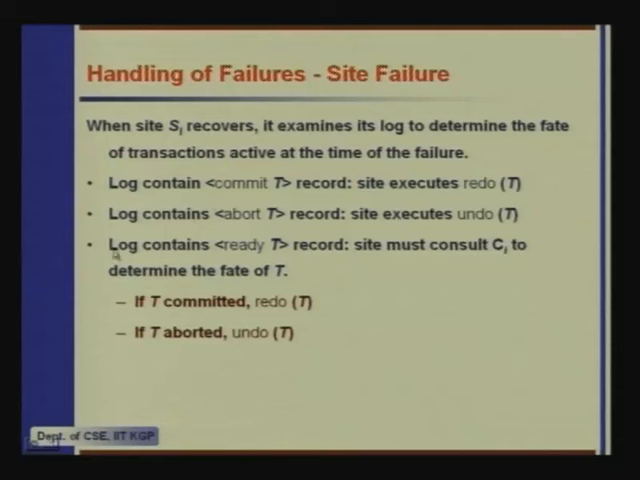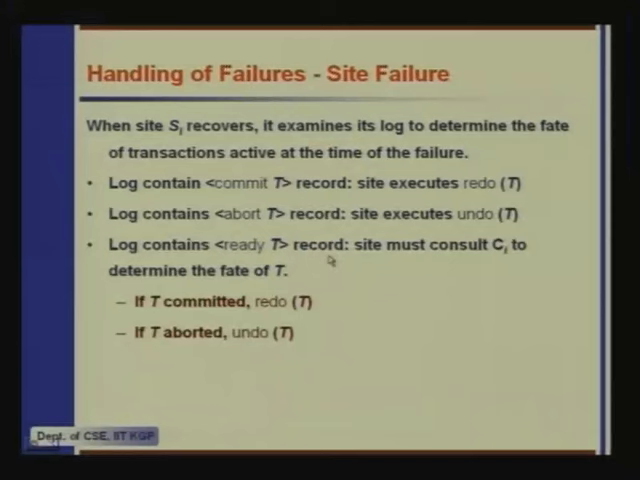If it finds that the log contains an abort T record, then it knows that the coordinator decided to abort the transaction. So it will execute undo T, right. Now undo T in very simple terms is that whatever was there in the log corresponding to T, it is going to get rid of that, right. But indirectly it can lead to cascading rollbacks, which I was just now mentioning, because there might be other transactions which have read the data that it had produced. So those transactions will now also have to be undone. So undo T is the process of doing that.